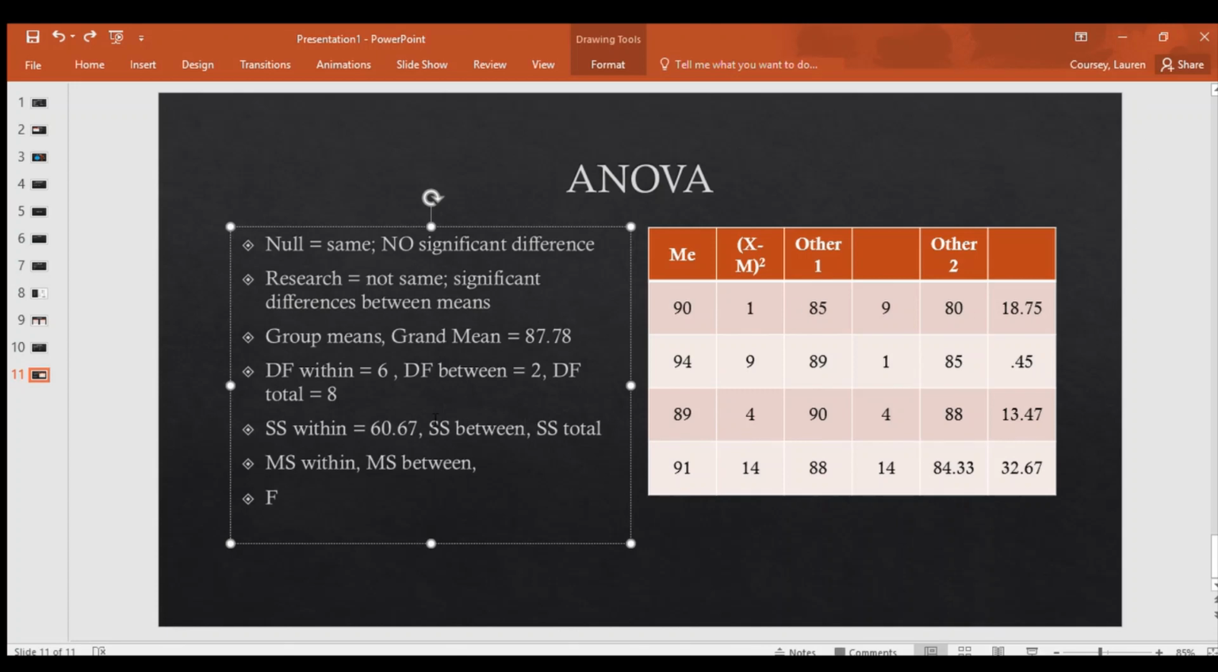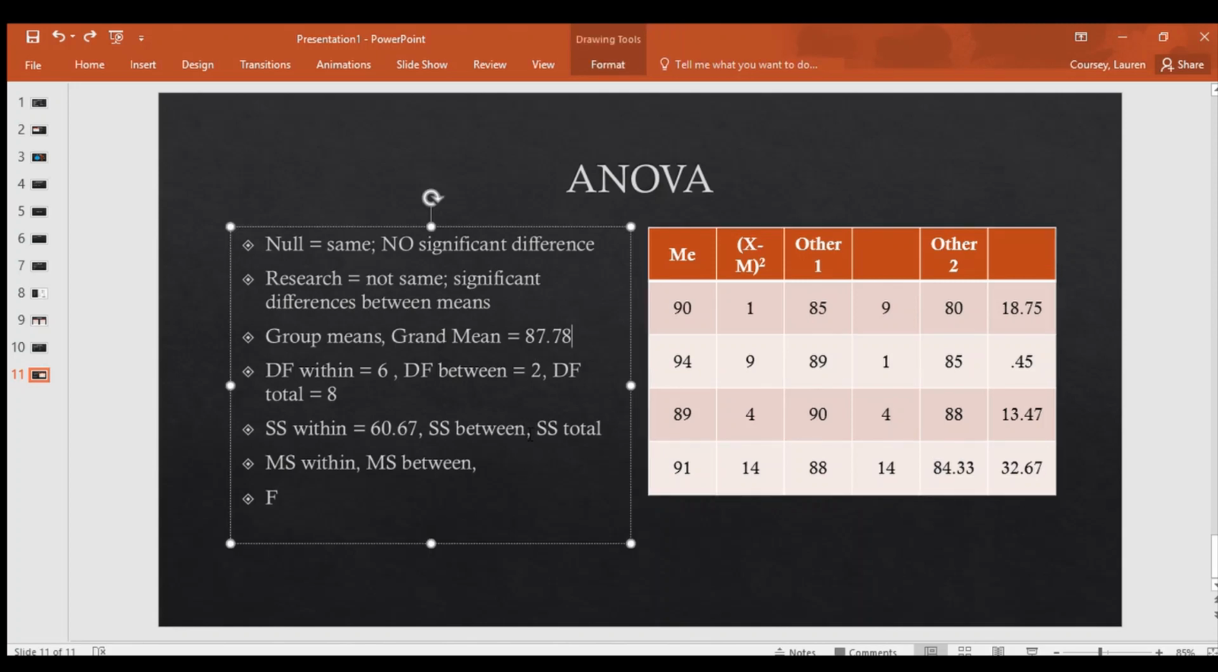Okay, to calculate the sum of squares between, this is where we're going to use the grand mean that we calculated earlier. So essentially, what we're doing is we are again taking the sum of squared deviations, but this time we're looking at the deviation between each of our group means and this grand mean that we've calculated.